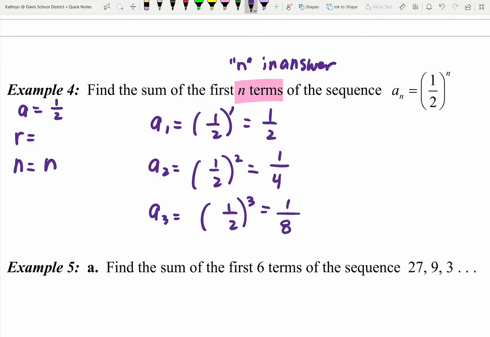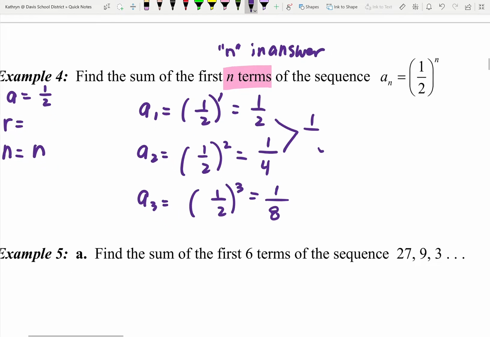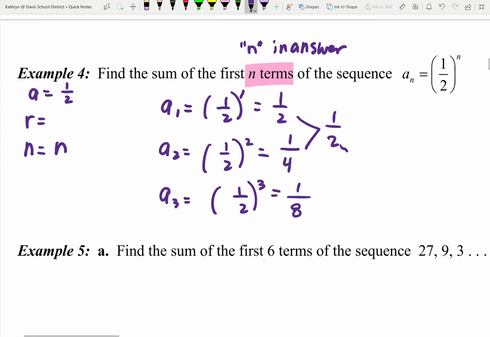Now let's find the ratio. What do I multiply by 1/2 to get 1/4, everybody? What is that? It's not 2. See how the tops are just all staying 1s? So that'd be a 1 over, and then what goes on the bottom? A 2, yeah. So the ratio is 1/2.